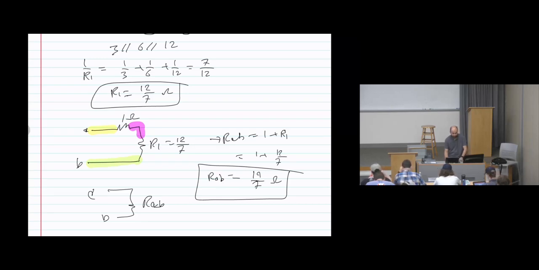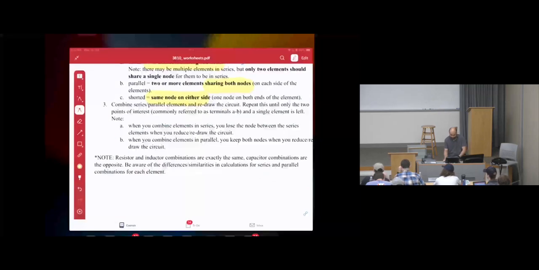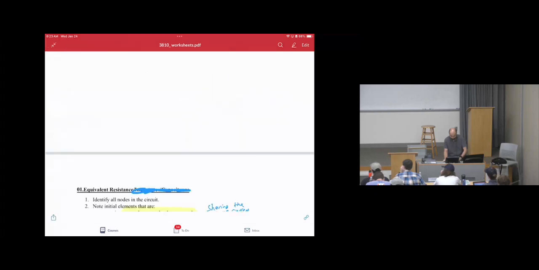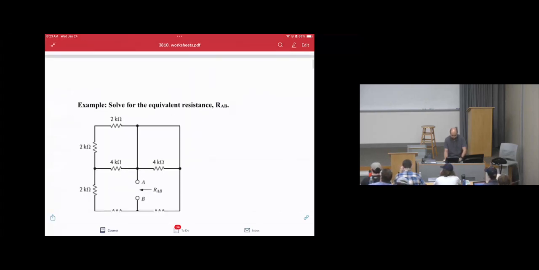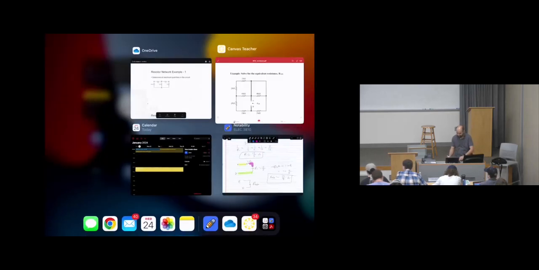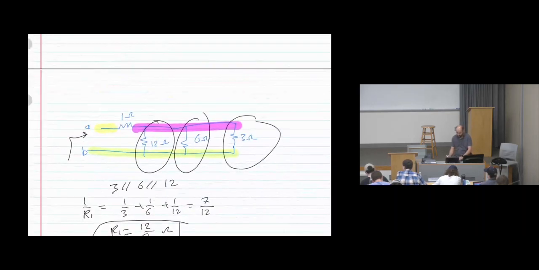Okay, now let's go back again to worksheet number 1. There is an example. Here is the example. You need to solve the equivalent resistance for RAB. So this circuit is actually not easy. How can I find the equivalent resistance? Maybe for the previous one, using what you learned from physics, you can find it without the need to use our own procedure. But here, it can be kind of difficult.